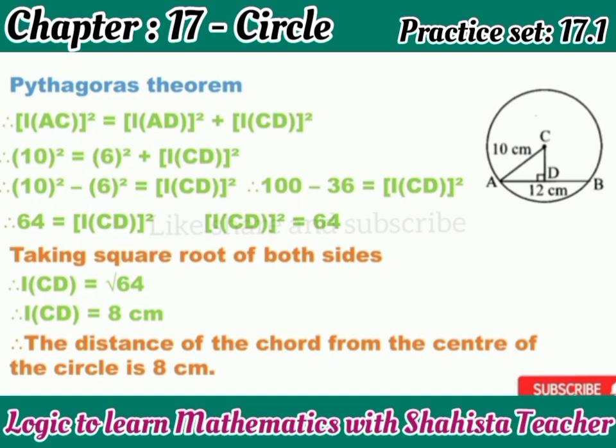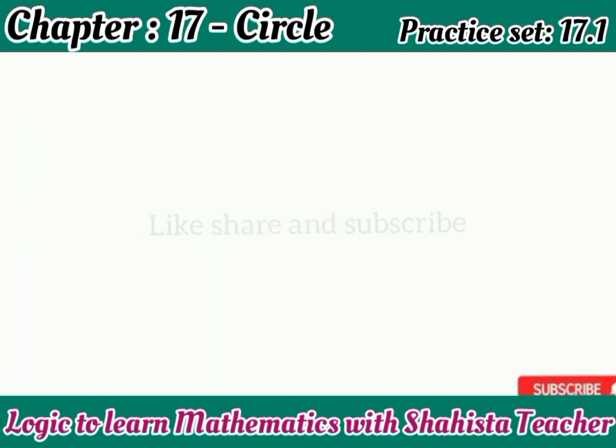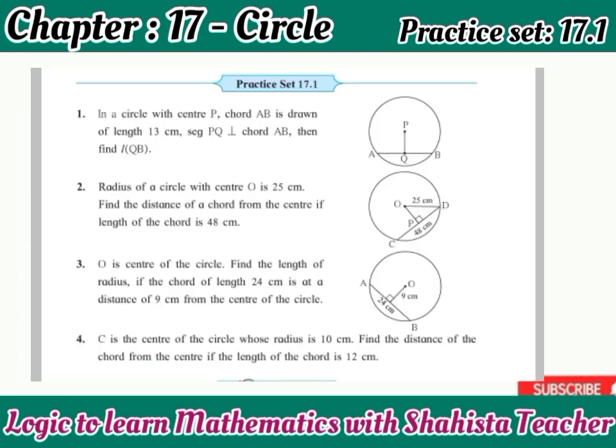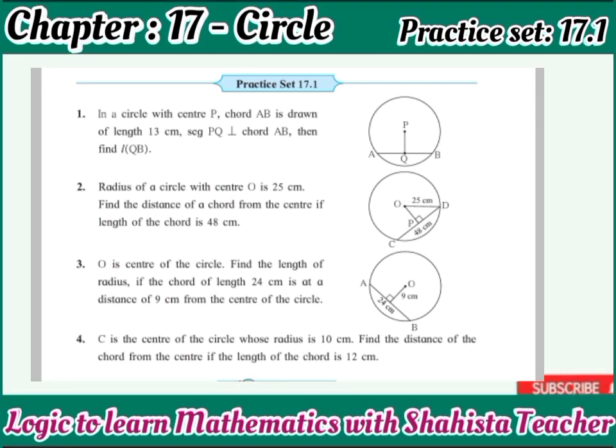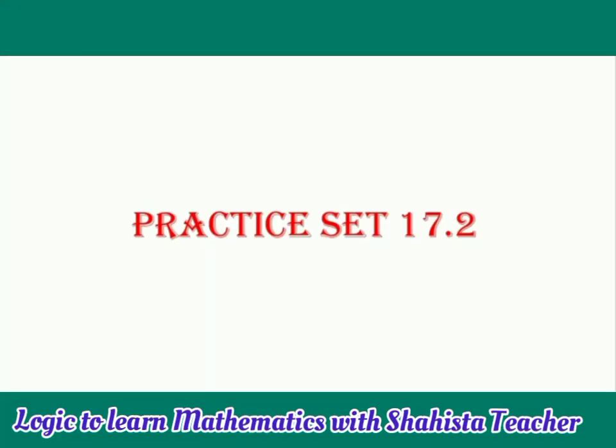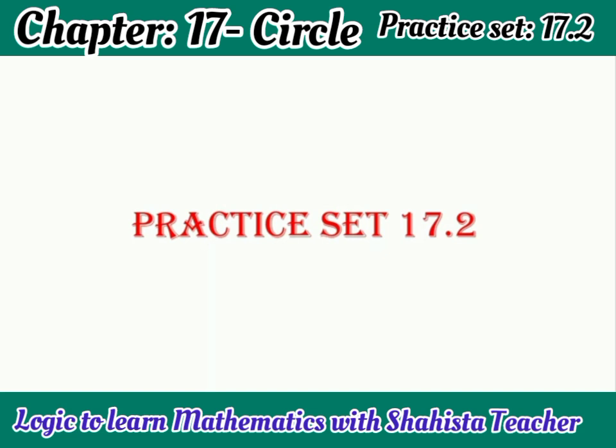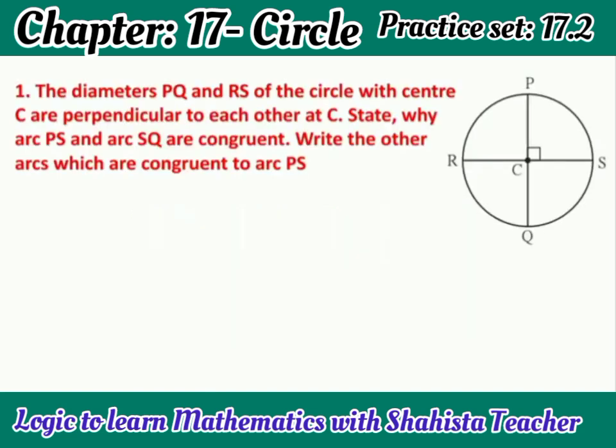So simple and easy to solve all these sums now. Very easy. We have to apply Pythagoras theorem, and find the missing value. Now, my dear students, your task is to solve all these sums in your maths notebook. Enjoy learning. After solving practice set 17.1, now let's solve practice set 17.2. First question says that the diameter PQ and RS of the circle with center C are perpendicular to each other at C.